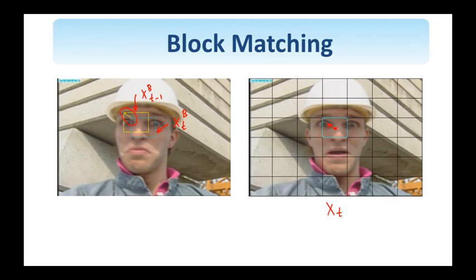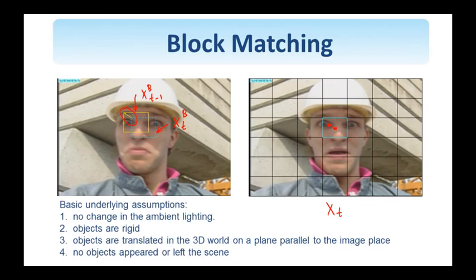Let's look at some of the underlying assumptions in making this approach work out. The first one is that there is no change in the ambient light, which is, of course, the assumption in all of these methods, so that the optical flow corresponds to the motion in the scene. We also assume that the objects are rigid. They don't undergo transformations, like, for example, the lips here of Foreman that are elastic objects, so that a match can be found between the two blocks.